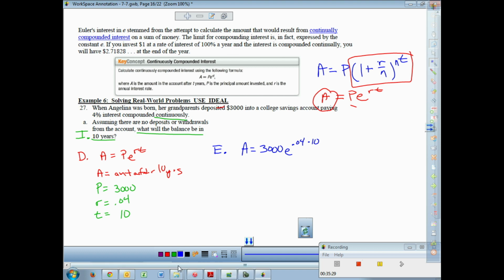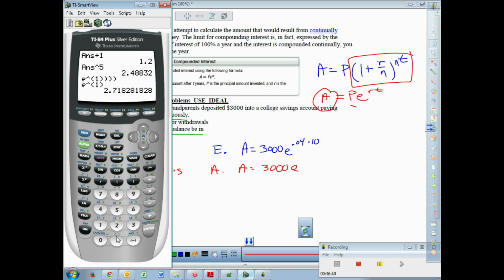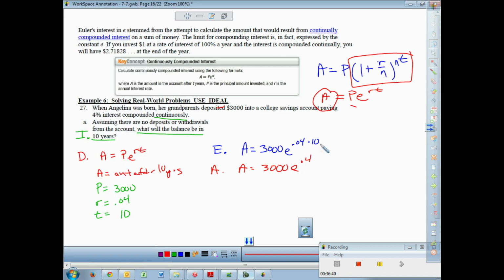A stands for acted out. So all that E is write your equation. Acted out means let's start solving. I'm going to do this. A equals 3,000 e to the 0.04 times 10 is 0.4. All I did was clean that up and put it right there. So far, so good? I'm looking for A.